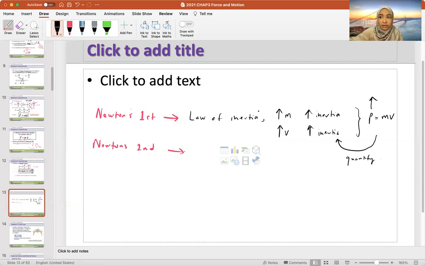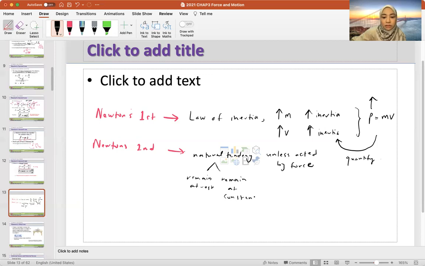So the law of inertia states that an object has the natural tendency to remain at rest or move at a constant velocity unless acted on by a force. I'm writing it at the front. Natural tendency. What is the natural tendency about? It is to remain at rest or remain at constant velocity. So this is your Newton's first law.